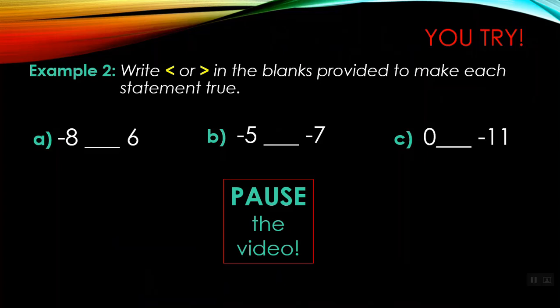Okay, let's see how you did. Negative 8 is less than 6. Negative 5 is greater than negative 7. And 0 is greater than negative 11.